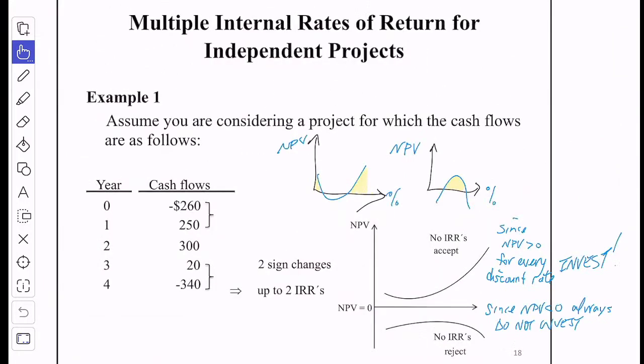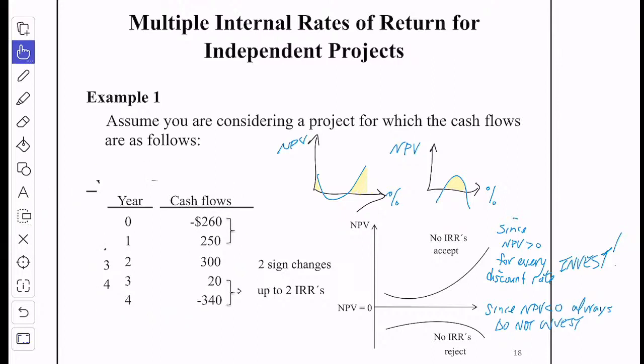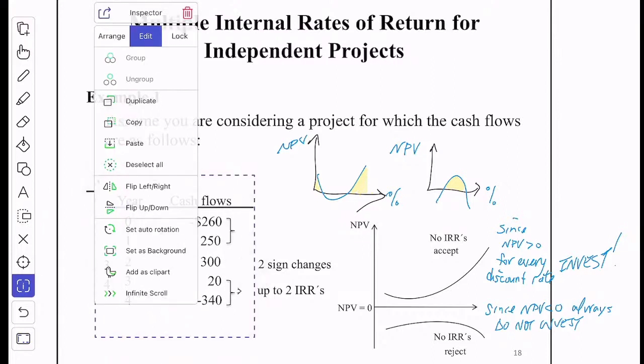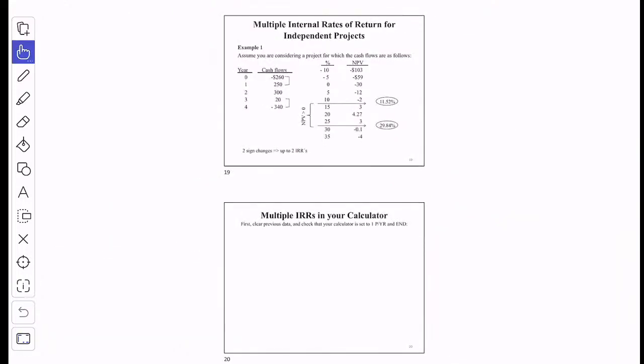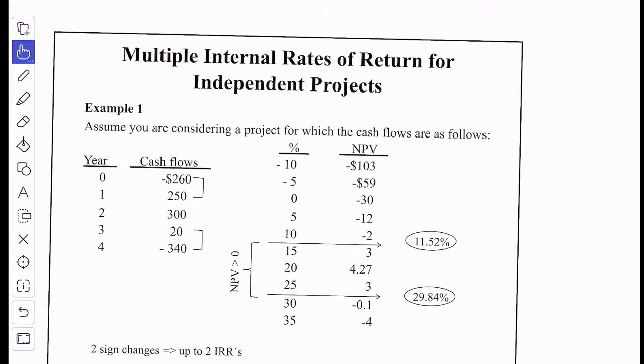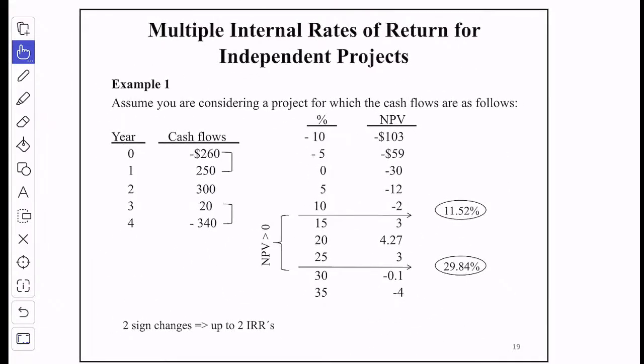So let's do this together. We're going to generate for these cash flows here the NPV profile, all right? Here, okay. All right, so let's enter these into the calculator and generate this profile, and then we'll talk about these results.